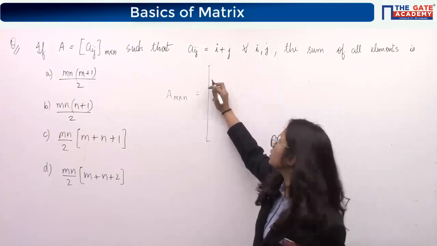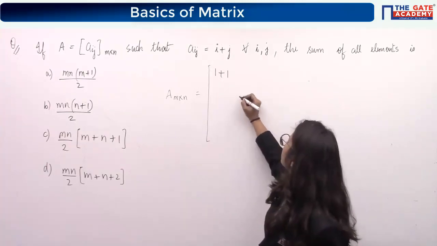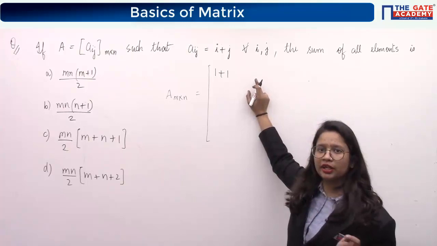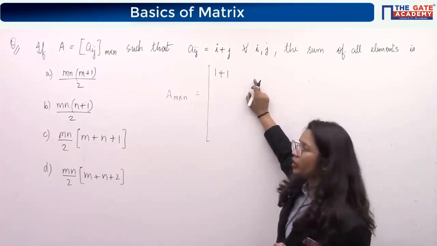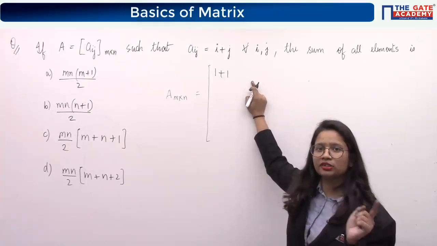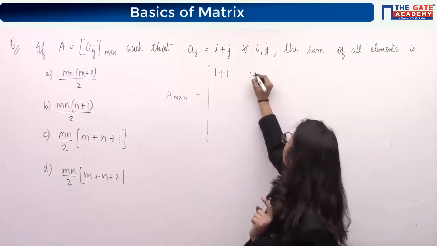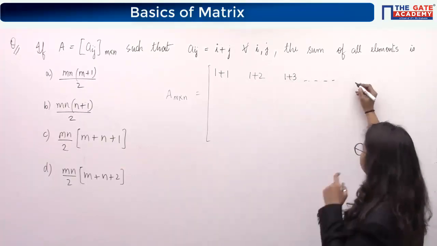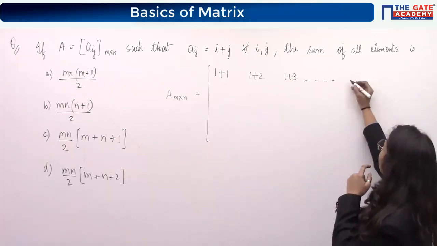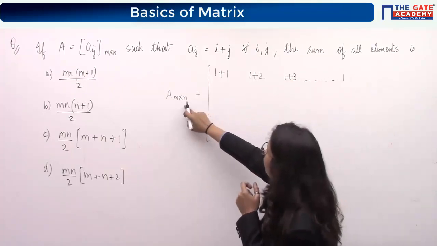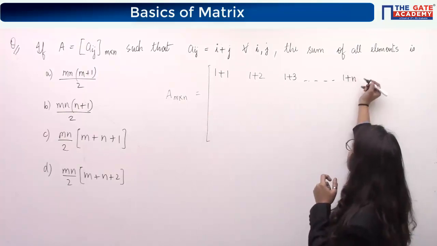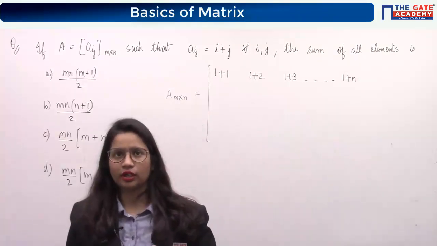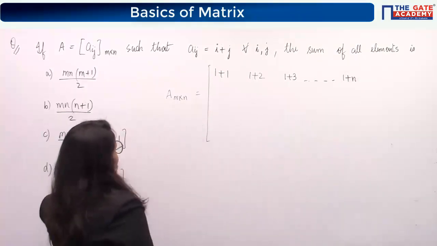This is the 1 1 position, so it will be 1 plus 1. In this way you can find out what this element is. This element will be 1 plus 2, because the position is 1 2. Similarly, this will be 1 plus 3, and so on. Because we have n columns, the last element will be 1 plus n. In this way you will write.